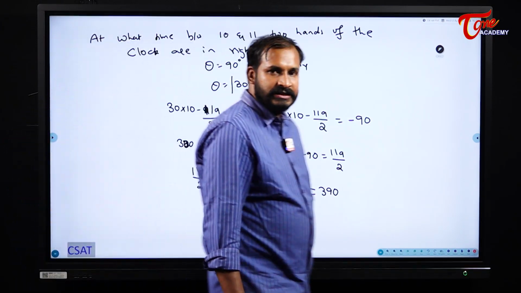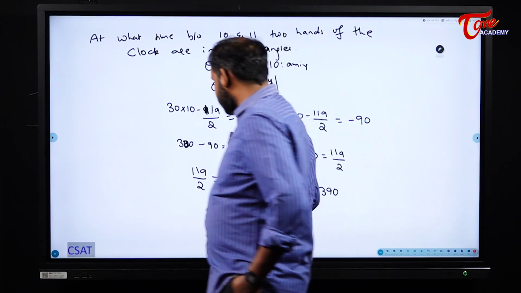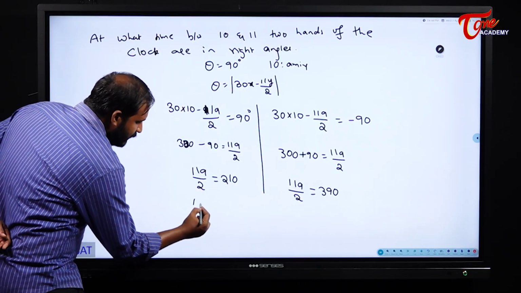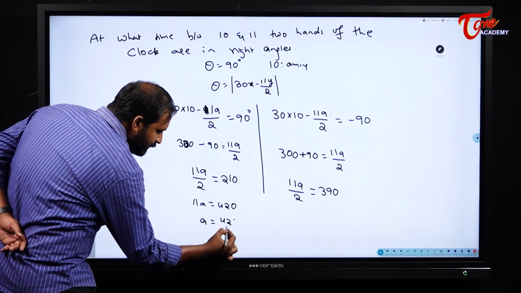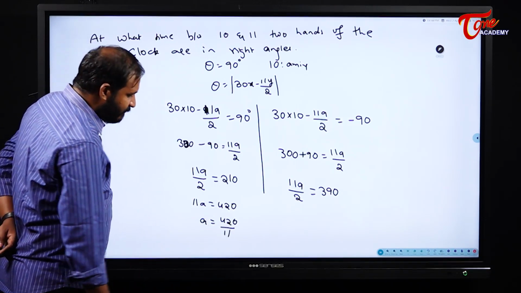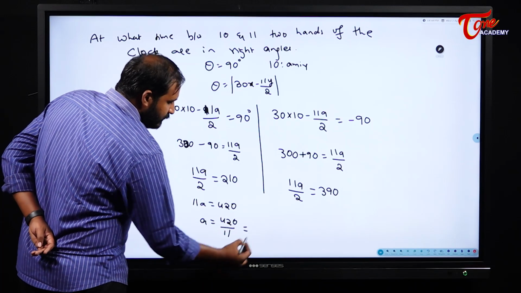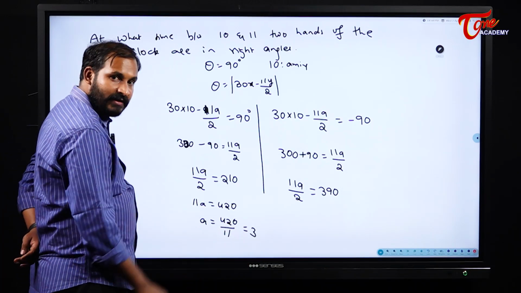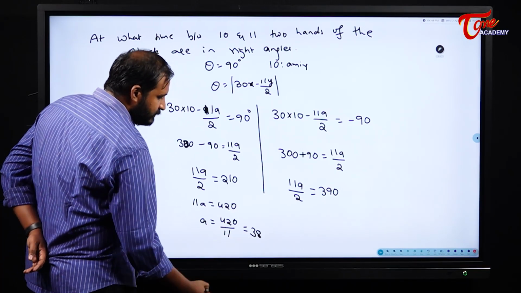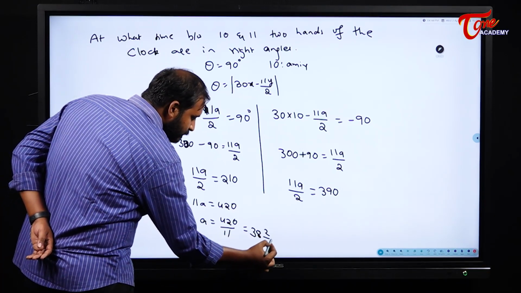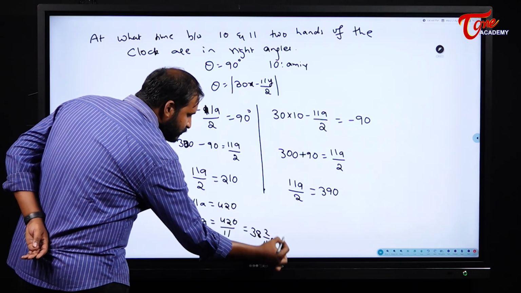Now here, students, we will not have any problem with this one. 11a is equal to 420, so a is equal to 420 by 11. 3 elevens are 33, we are left with 9, and 8 elevens are 88, so 38 and 2 by 11. So for this one there is no problem.